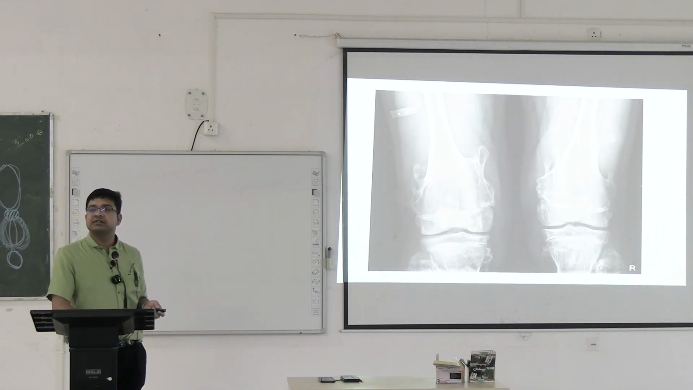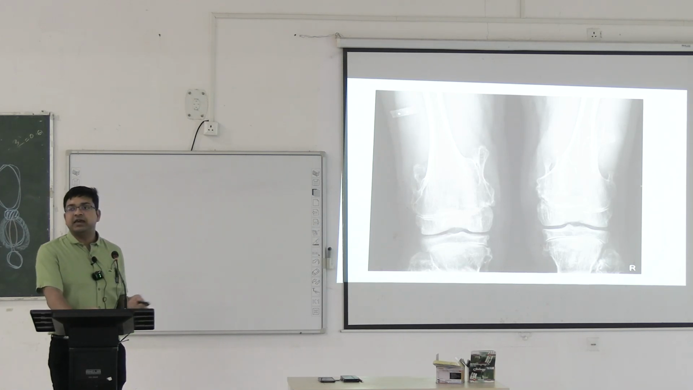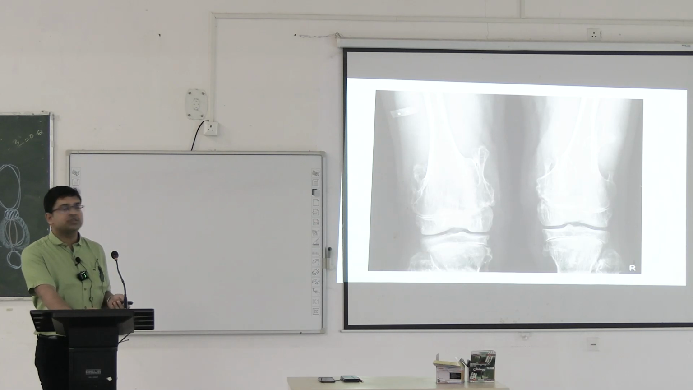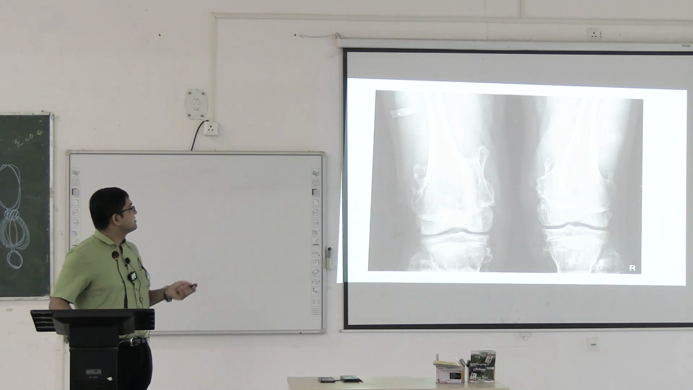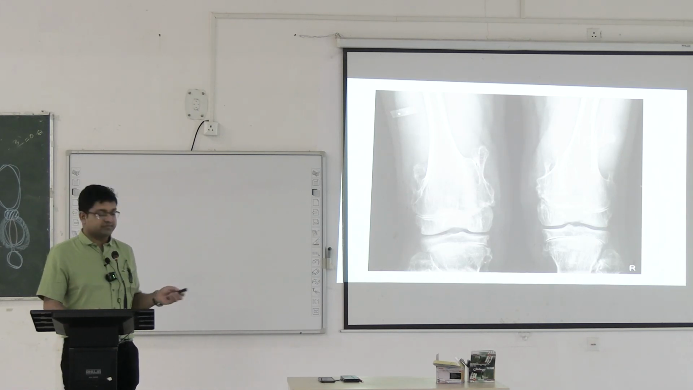What is this picture? This is the hereditary multiple exostosis. This is the X-ray of hereditary multiple exostosis. You can find multiple exostosis at different sites.